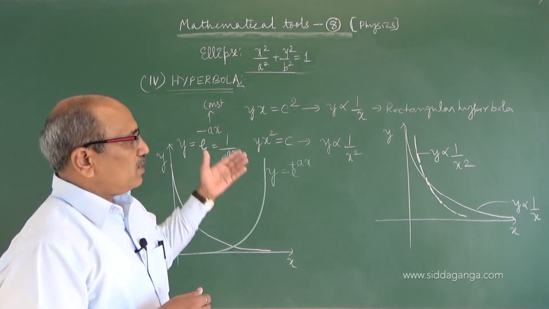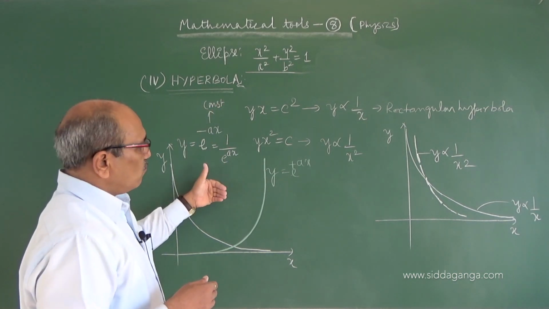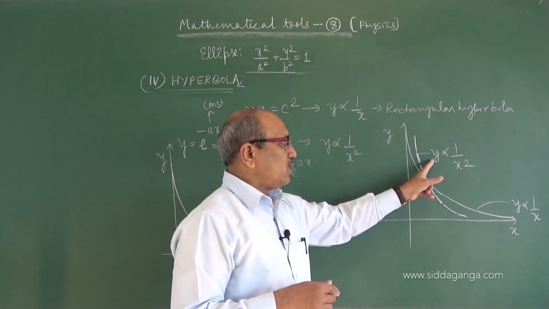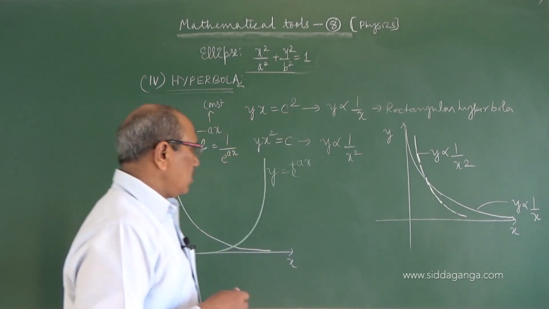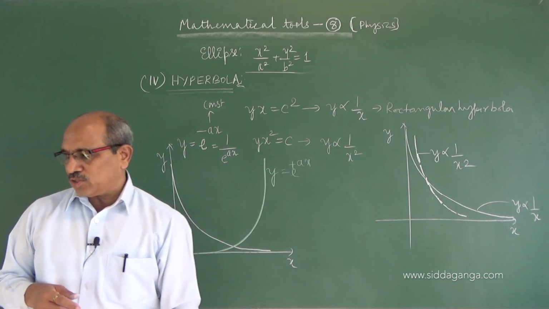With this I conclude, but the conclusion part I will write. Before that, I hope four different curves are plotted: one with a rectangular hyperbola, one with y inversely with x square, and exponentially decreasing and exponentially increasing curves. Note it down.